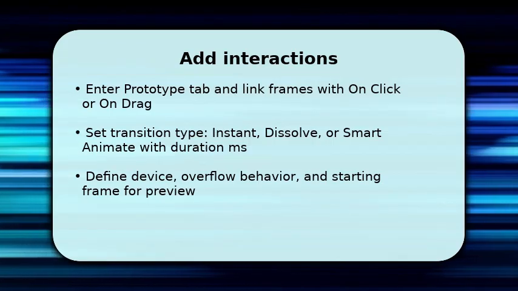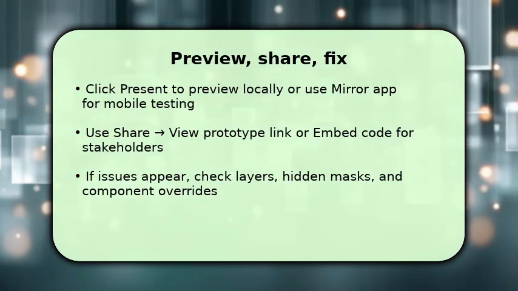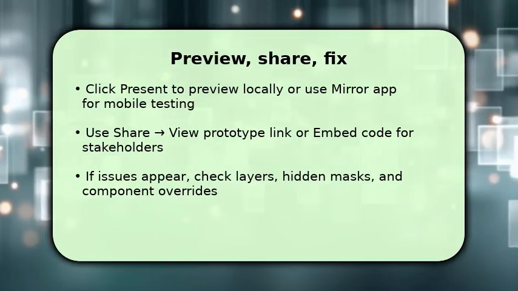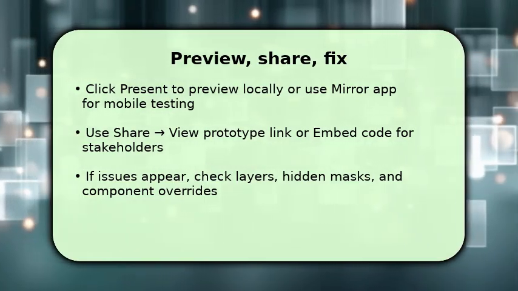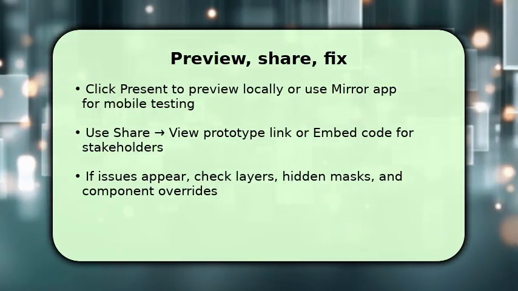Once your interactions are defined, test them in the present view to confirm flows and timings before you publish or mirror. You finish by pressing present to run the prototype. This gives you live feedback on interactions and layout. For mobile testing, open Figma Mirror or share the prototype link with the device. Once stakeholders review, update components and retest as needed.